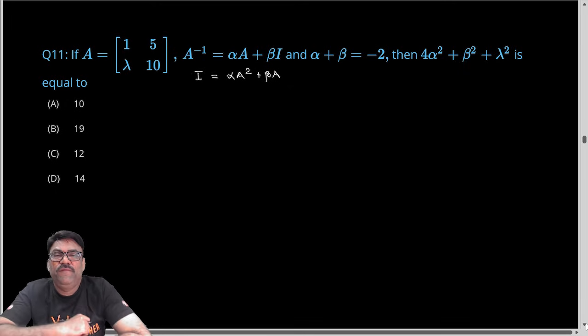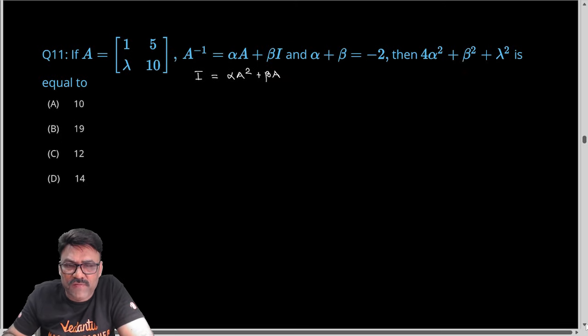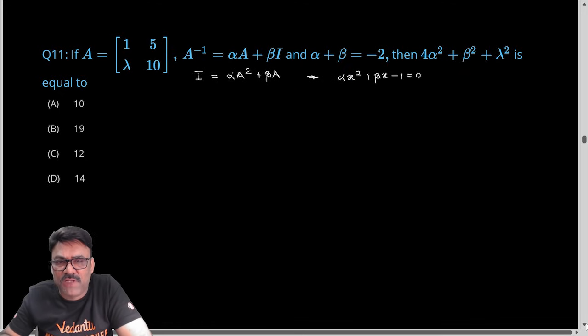And you know that every matrix satisfies its characteristic equation. So just by looking at this equation, alpha A square plus beta A, I can say that the characteristic equation of the matrix A is alpha x square plus beta x is equal to 1, or you can say minus 1, when you are replacing matrix A with variable x. Then I will be written as 1.